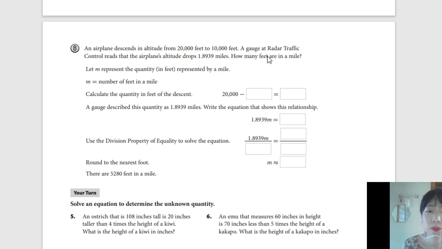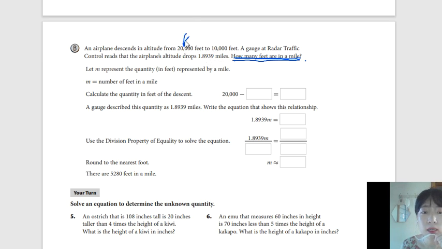An airplane descends in altitude from 20,000 feet to 10,000 feet. A gauge at radar traffic control reads that the airplane's altitude drops 1.8939 miles. How many feet are in a mile? Okay, so what do we not know? How many feet are in a mile? That's what we need to figure out. So that's going to be our variable. Let m represent the quantity in feet represented by a mile. So m is equal to the number of feet in a mile. We're going to calculate the quantity in feet of the descent.